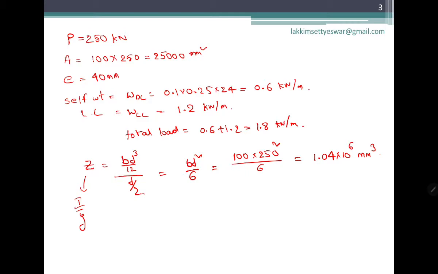Now let's calculate the bending moment due to loads. So moment is equal to the formula wL square by 8. So w is the total load 1.8 kilonewton per meter into L, the span, 8 meters, divided by 8, equal to 14.4 kilonewton meter. Now let's calculate stresses.